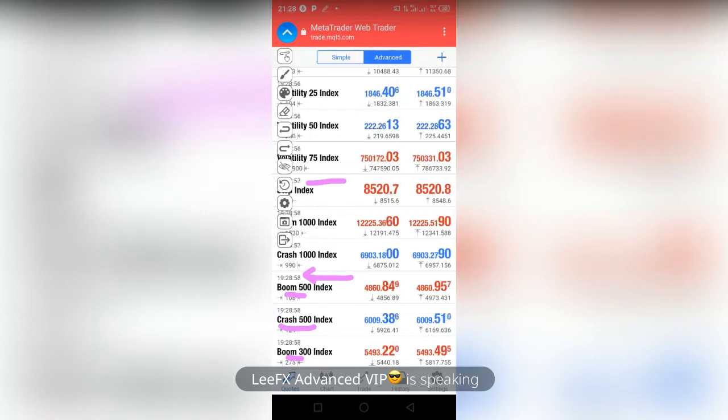Now, the other thing you need to concentrate on is this. If you want to see how volatile each market is, you must be looking at these numbers below here. Here it is showing crash 500, and the number is 124. When I look at crash 500 and boom 500, crash 500 is giving me 124, whereas boom 500 is giving me 108. So it shows that crash 500 moves much quicker than boom 500.